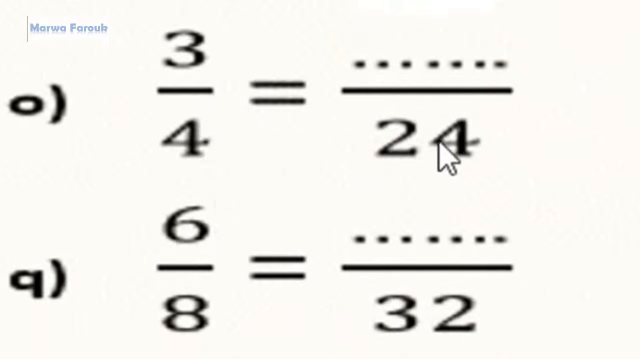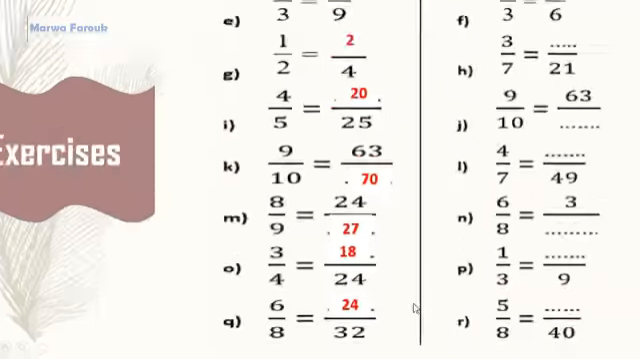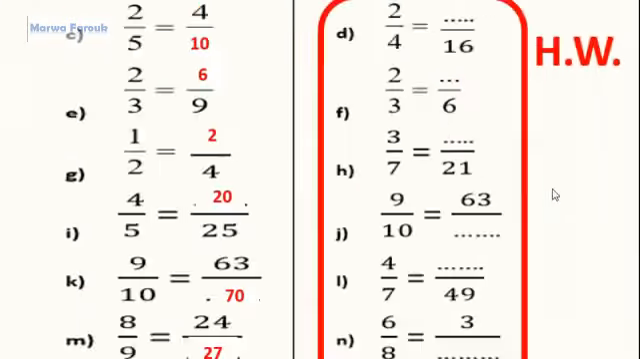Now we have 4 times what equal 24? Think together. Times 6. So we will multiply also the numerator by 6. And 3 times 6 equal 18. Excellent. The last one, 8, it becomes 32. So we multiply by 4. So we multiply the numerator also by 4. And 6 times 4 equal 24. Excellent. I will leave this exercise for you as a homework.